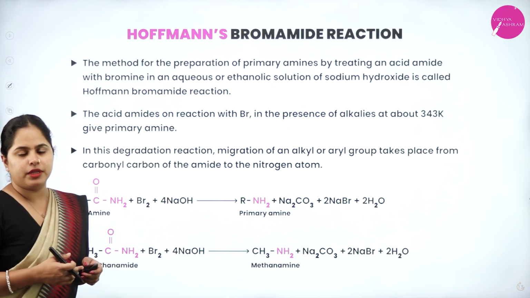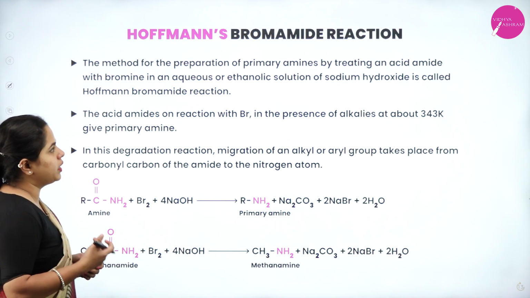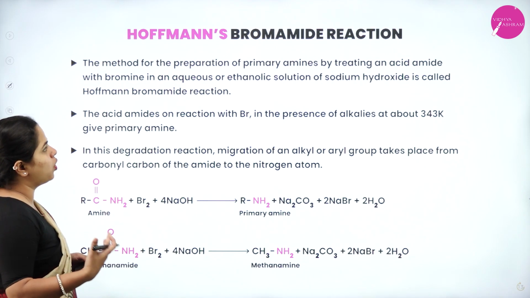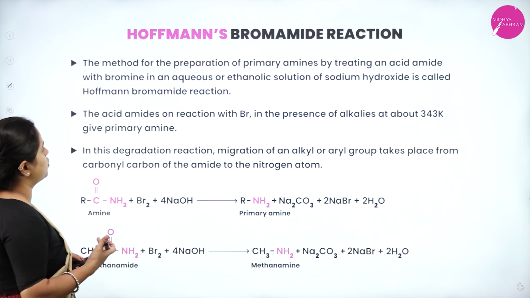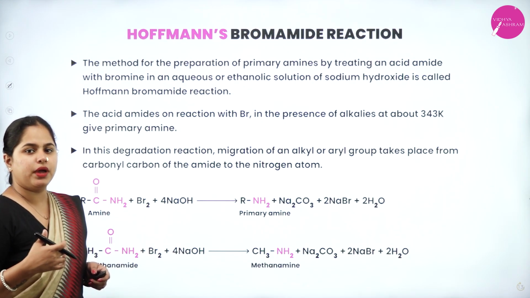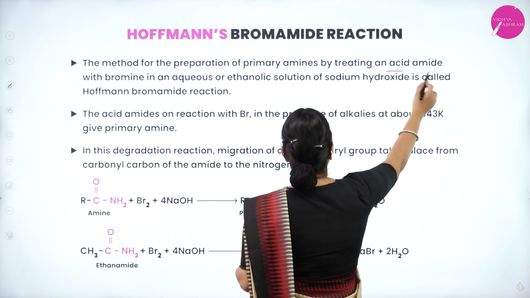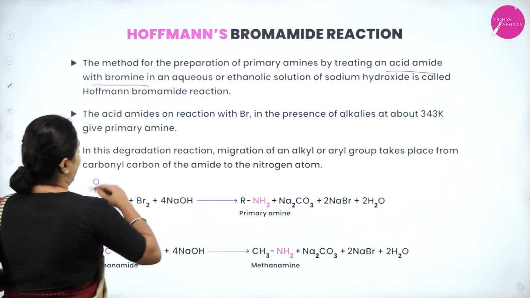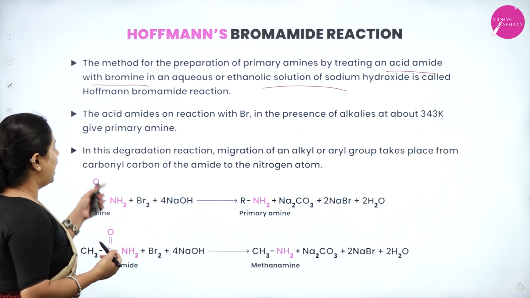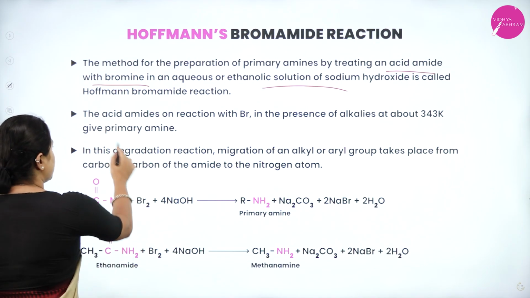Now moving on to the last method, that is Hofmann's bromamide reaction. The method for the preparation of primary amines by treating an acid amide with bromine in an aqueous or ethanolic solution of sodium hydroxide is called Hofmann bromamide synthesis. So here also it is used to prepare primary amines. The acid amide on reaction with bromine in presence of alkalis at about 343 Kelvin gives primary amine.